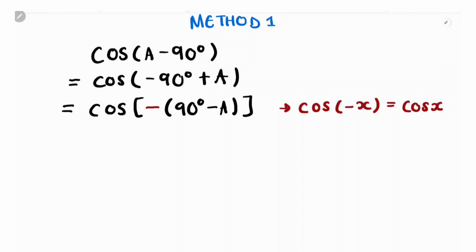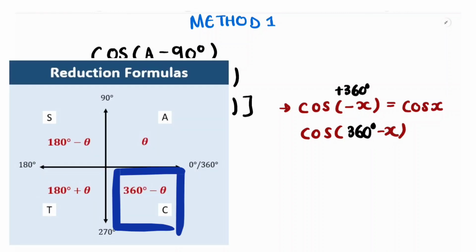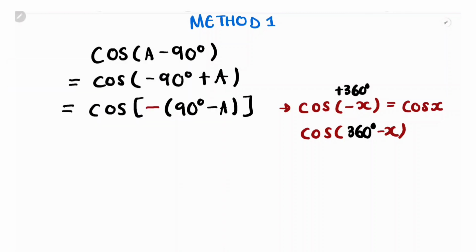And here's the reason why really. Because if we have a negative angle, normally we would just add 360 degrees to that. And so that creates the reduction cos of 360 degrees minus x. And as you can see, 360 degrees minus x, that reduction lies in the 4th quadrant where cos is positive. So this simplifies to cos of x.